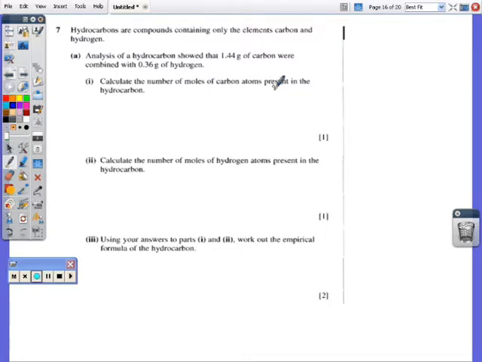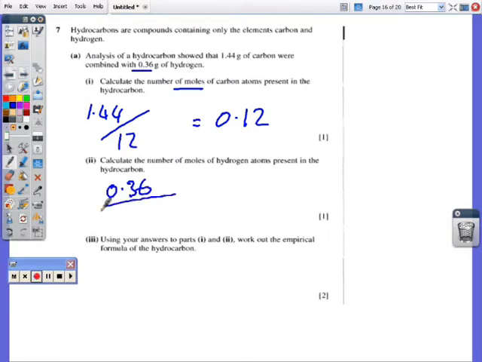So we have 1.44 grams of carbon, so it asks us for moles of carbon atoms. So it's 1.44 divided by 12, which is 0.12. We then have to calculate the number of moles of hydrogen atoms. We've 0.36 hydrogen atoms, note, which is a very simple 0.36 divided by 1 is 0.36.